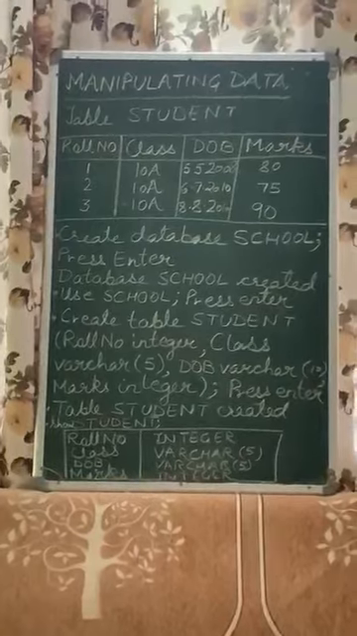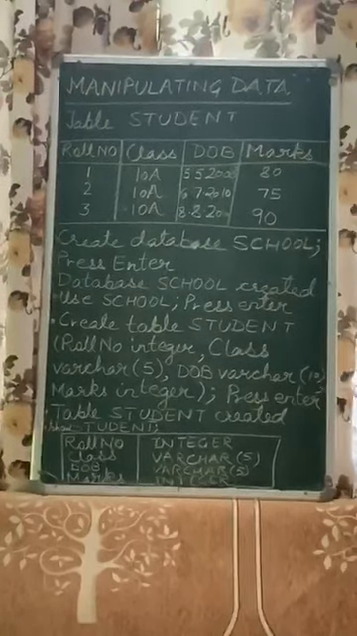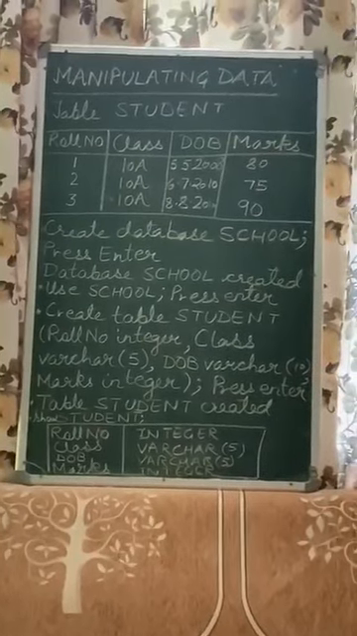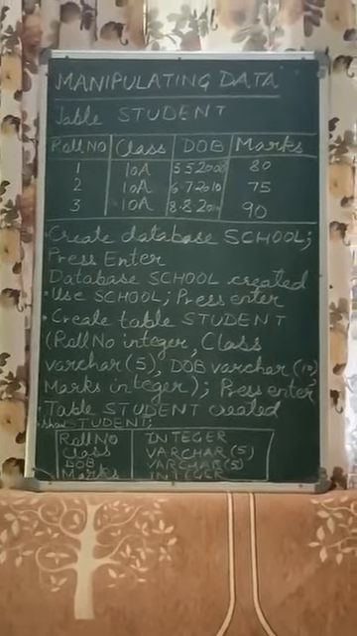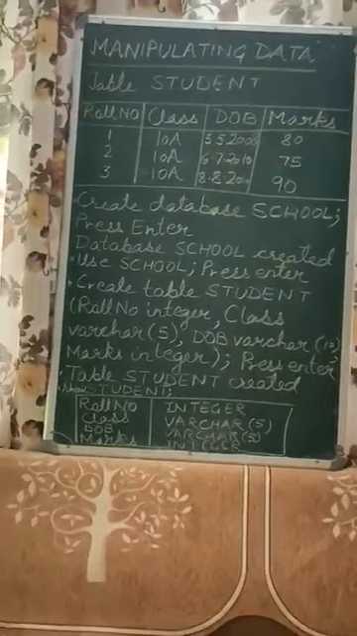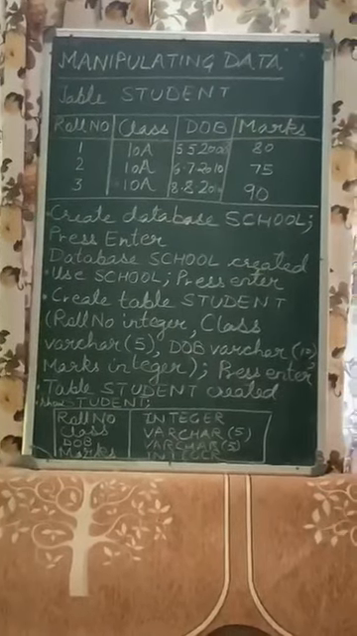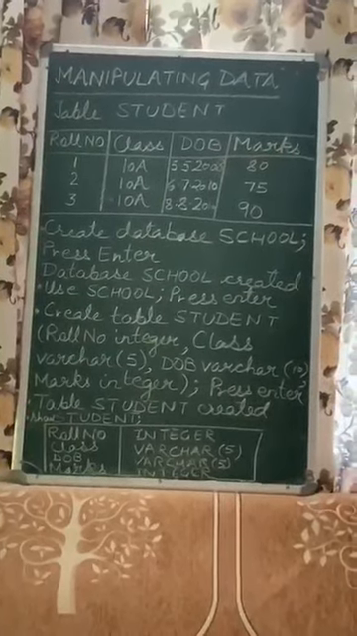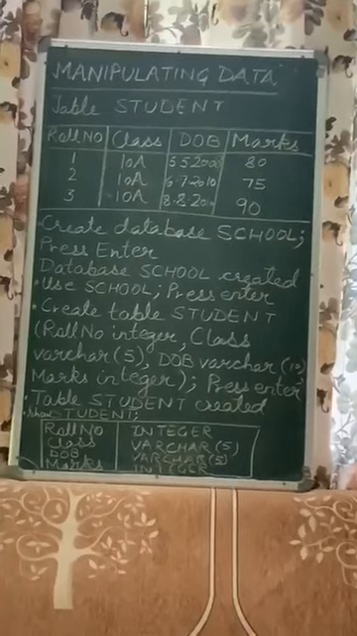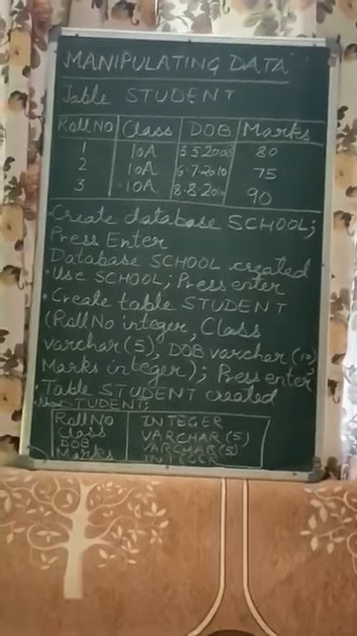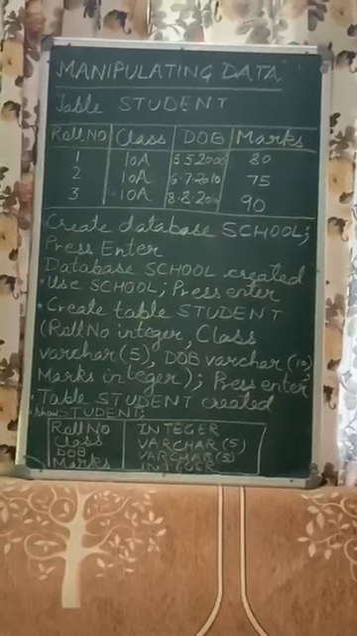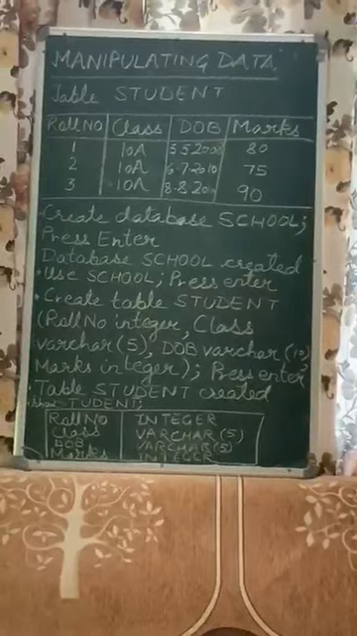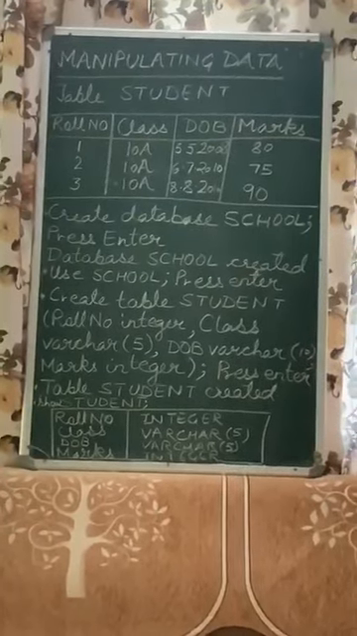So now we have created the database school, and we have entered it by writing the command use school. Now in order to create a table, the command is create table student, because the name of our table is student, so I am writing the name student. Then I'll put a round bracket, then roll number. This is the name of the column, roll number. We'll give a space and then integer.